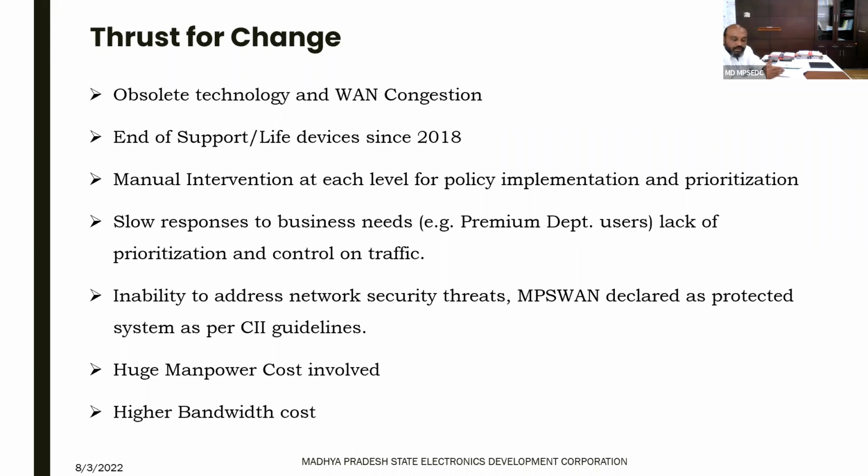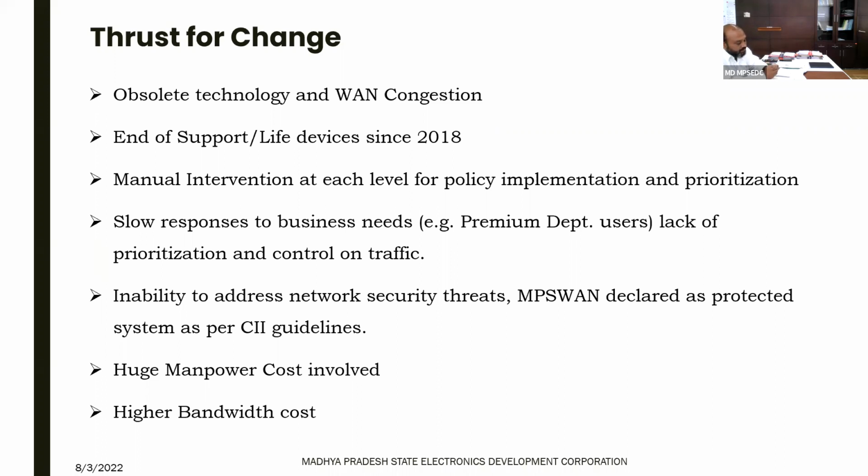If we talk about any kind of service you want to deliver in terms of prioritization or customization of the traffic, then it requires manual intervention at each level, because all the devices which we have deployed were standalone, and we were not able to deploy any kind of policy which could be pushed from one centralized location, where we could decide the policy and implement it whenever based on our requirements at the time.